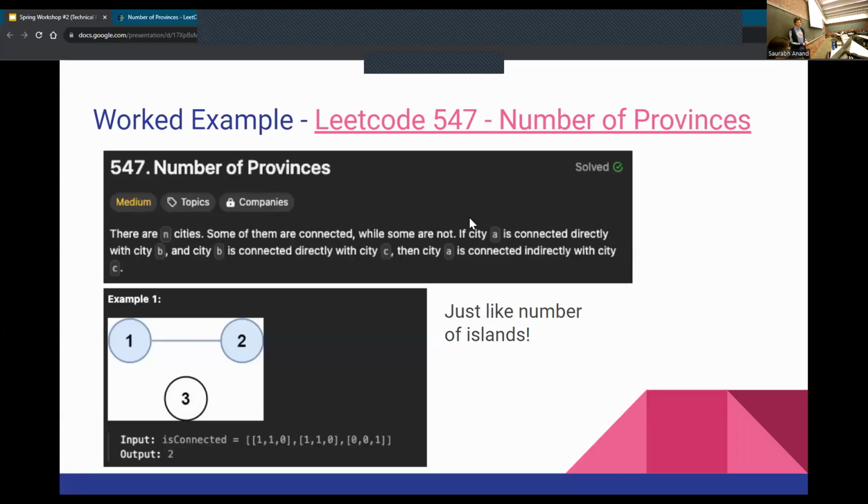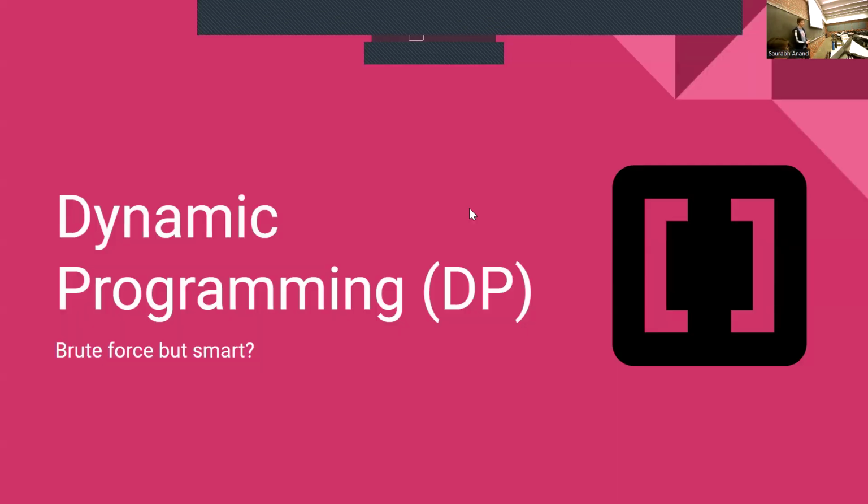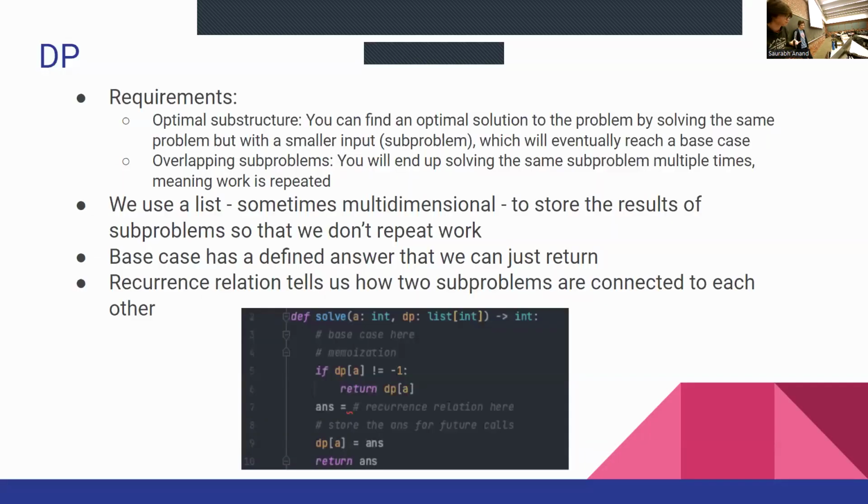Okay, and now we're going to talk about DP, which is a pretty big topic, dynamic programming. And I called it kind of jokingly brute force but smart because it is a little bit brute force, like it explores the whole solution space, but it does a little bit of smart techniques so that it's not nearly as slow as brute force.